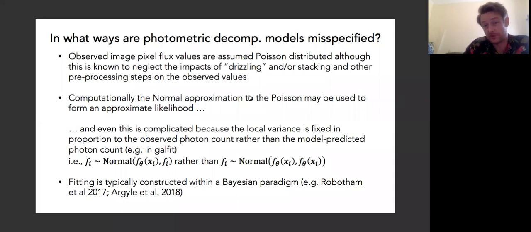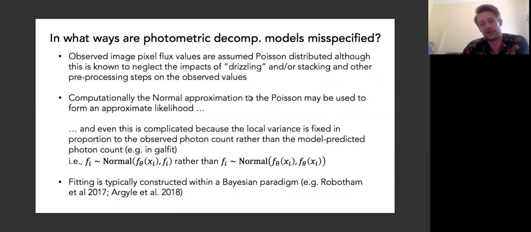Generally, we'll use a normal approximation to the Poisson. So not strictly working with the Poisson. And it can be even more complicated because often the variance that we assume during fitting comes from simply the observed photon count rather than that which is model predicted. So it's also likely on a pixel by pixel basis to be somewhat misspecified as well.